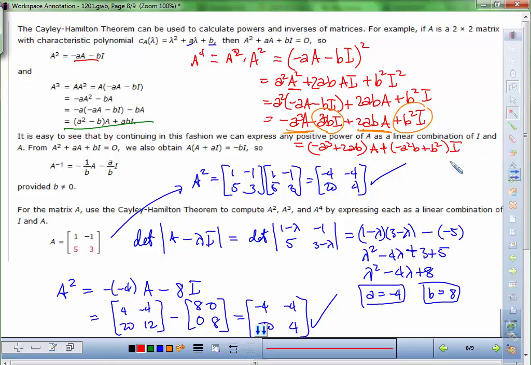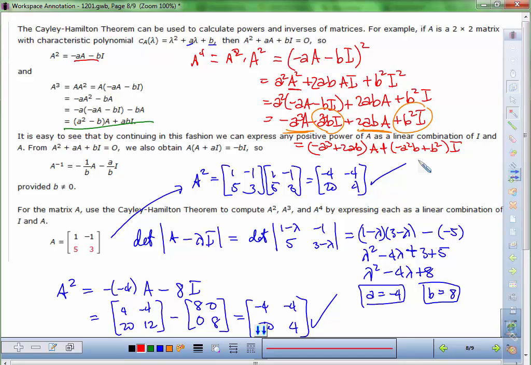So the idea here is to take a power of a matrix and have it as a linear combination of A and I, the original matrix and the identity matrix. Then you can just work with these constants, the a and the b constants put together as the coefficients for that linear combination.